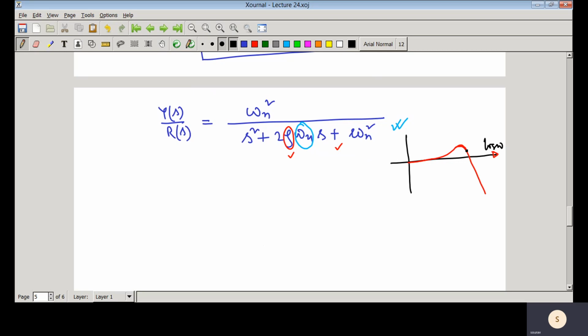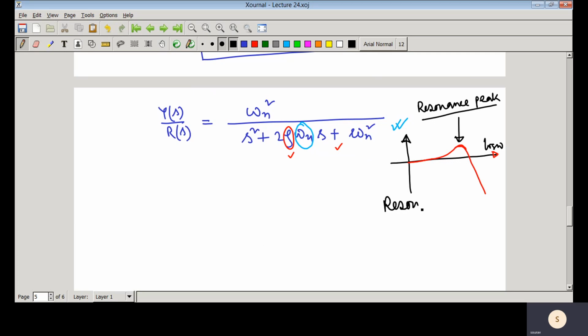Okay, so that means there would be that natural frequency, that corner frequency, omega n, and whenever we vary that zeta, we have seen that there would be a peak. So this peak is called that resonance peak, and we have seen that this peak depends on that zeta value, and this resonant peak occurs.